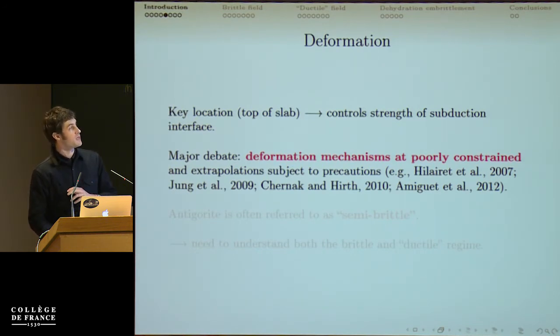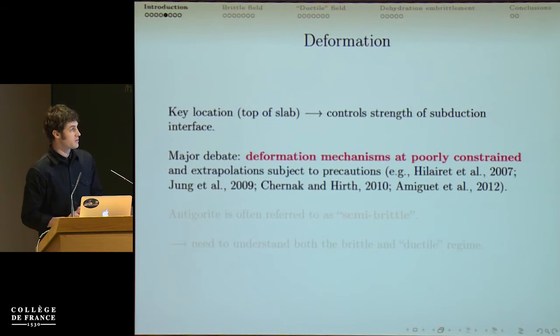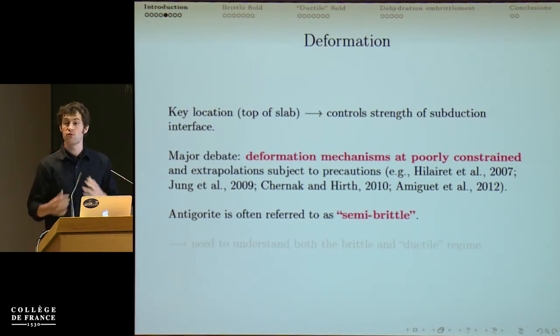All the extrapolations that exist are subject to lots of precautions because of the PT conditions under which they were performed, and also the strain rates. Doing microscale analysis is also very complicated due to the very small grain size and possibly heterogeneous starting material. The big issue as well is that antigorite is often referred to as semi-brittle. To my knowledge, in laboratory experiments, nobody has ever been able to deform antigorite in a purely plastic regime where there's no micro-cracking. It always cracks in laboratory conditions.